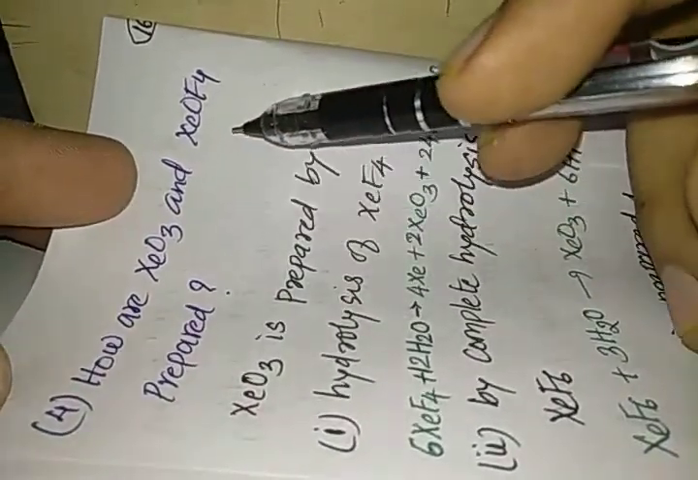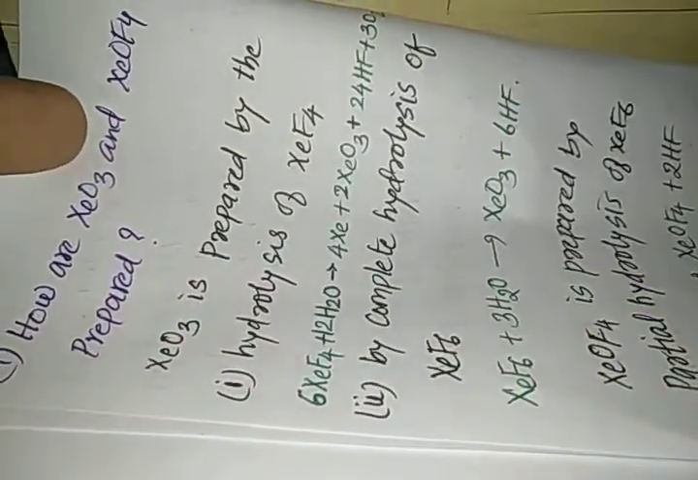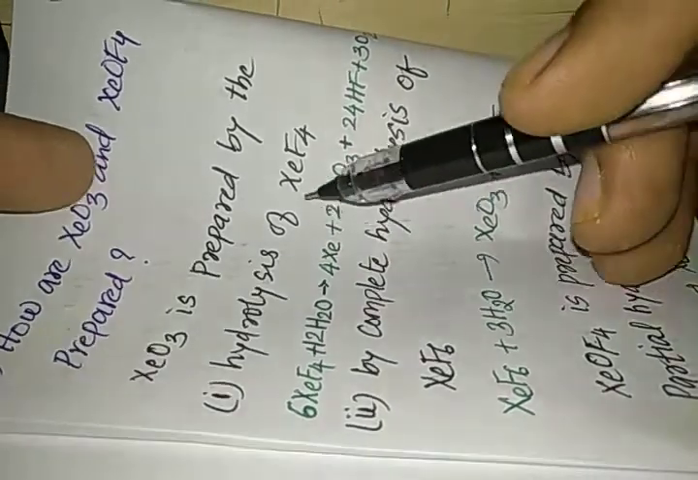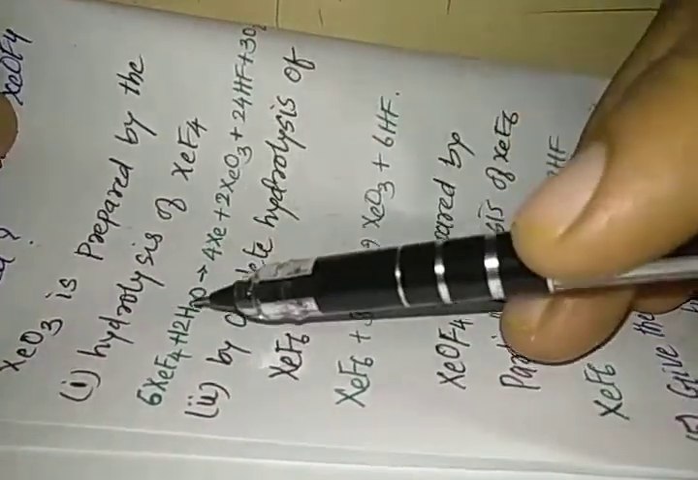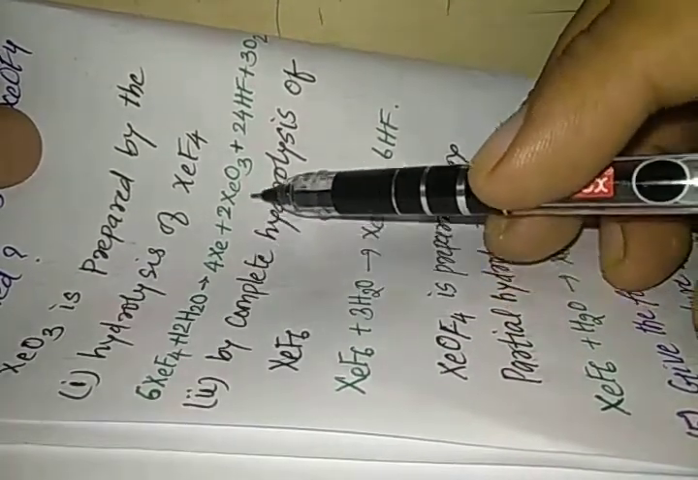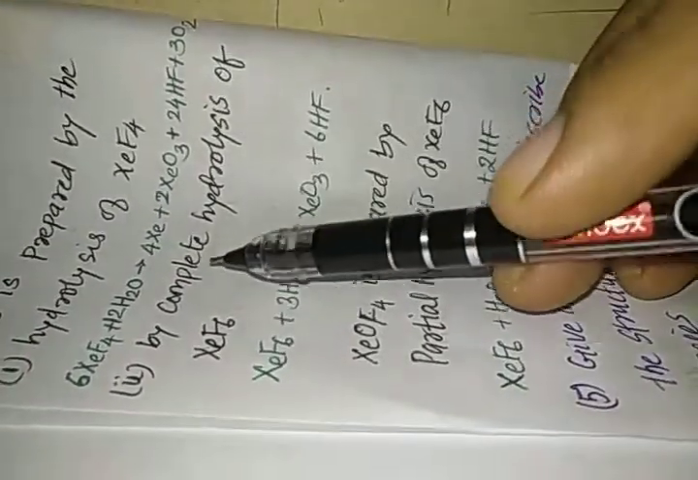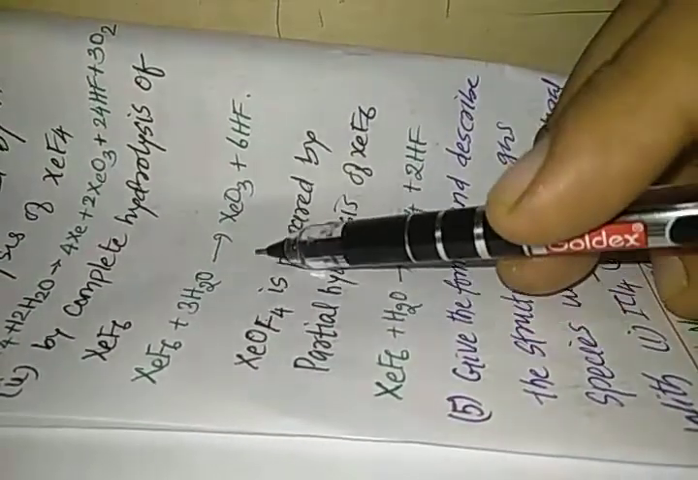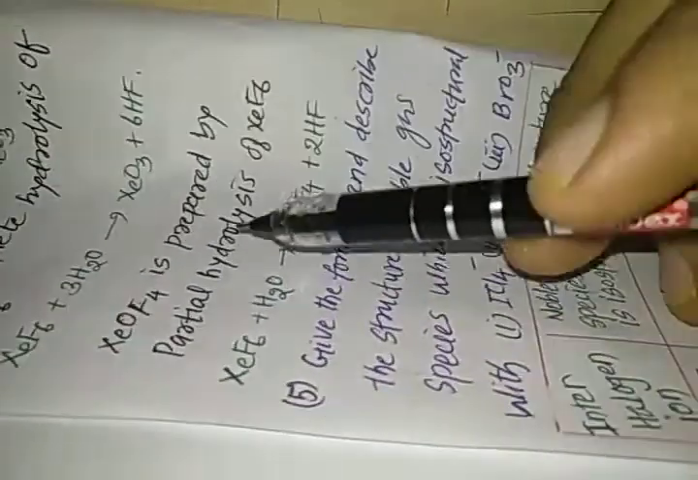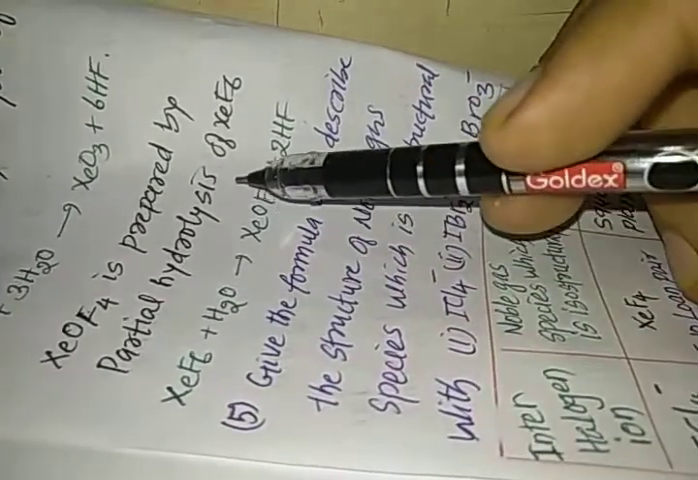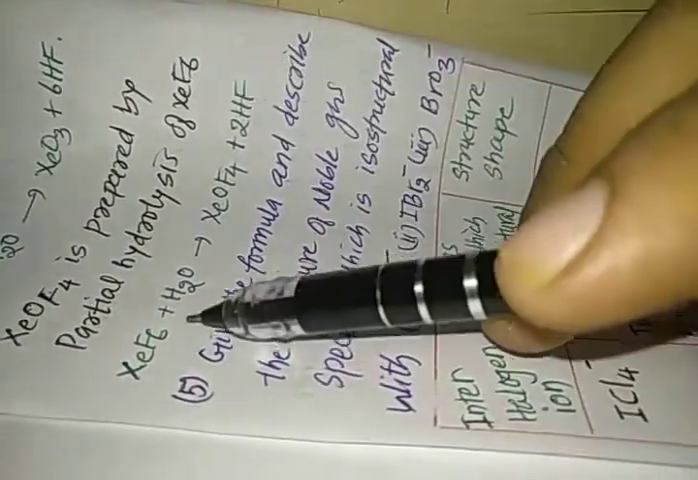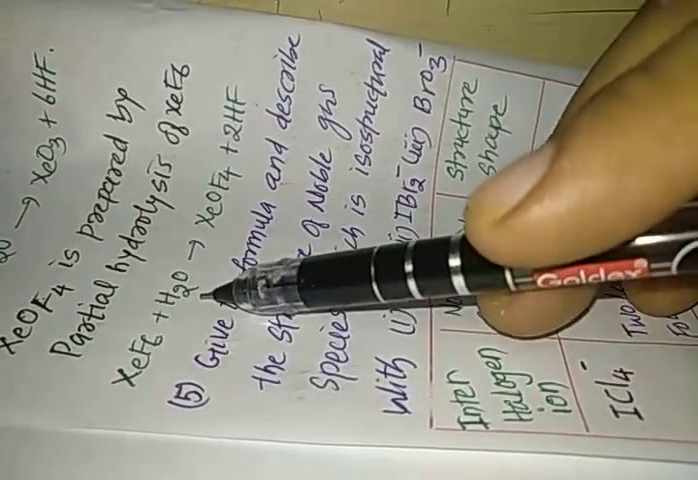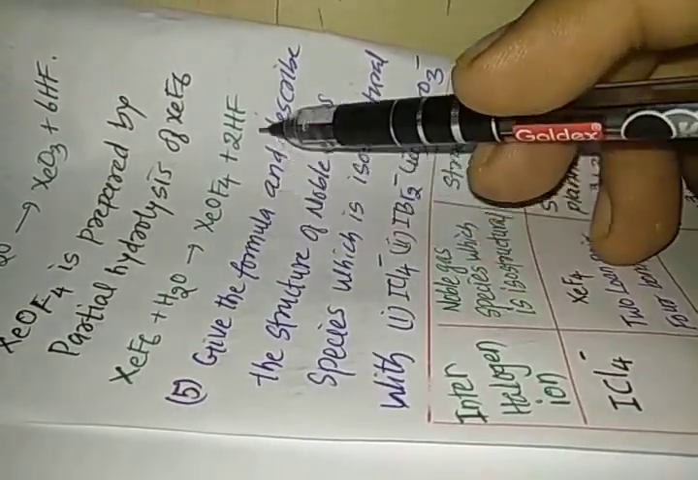How are XeO3 and XeO4 prepared? XeO3 is prepared by the hydrolysis of XeF4. 6XeF4 reacts with 12H2O, that gives 4Xe plus 2XeO3 plus 24HF plus 3O2. It can also be prepared by the complete hydrolysis of XeF6. XeF6 plus 3H2O gives XeO3 plus 6HF. XeOF4 is prepared by the partial hydrolysis of XeF6. So XeF6 reacts with H2O, it gives XeOF4 and 2HF.